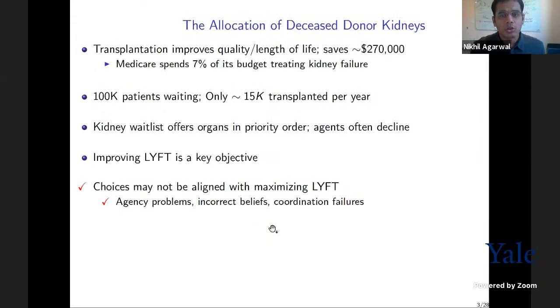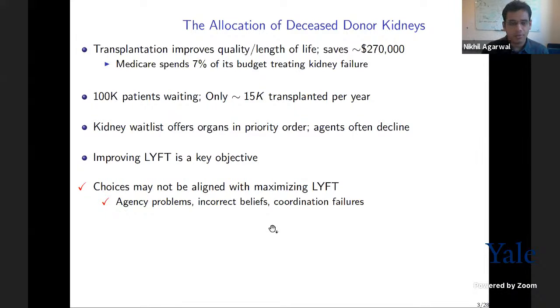Okay, so to give you a little bit of background on the allocation of deceased donor kidneys, let me tell you a few things about how the process works and what the consequences are of a transplantation. So a transplant improves the quality and length of life. It's expected to increase the length of life by about 7-8 years, according to best estimates so far, and saves about $270,000 per transplant, because otherwise these patients are being taken care of on dialysis, which costs the government about $100,000 a year. A transplant is relatively cheap.